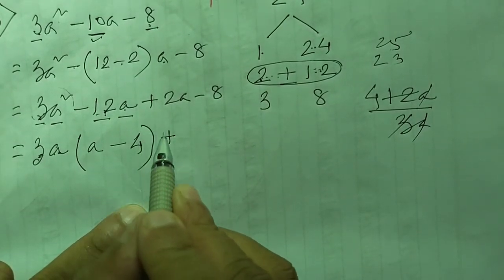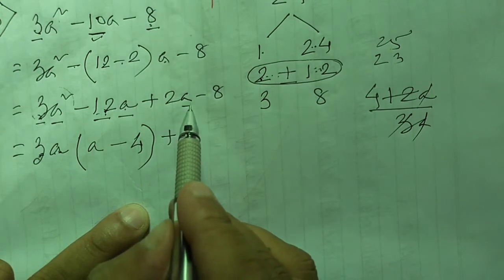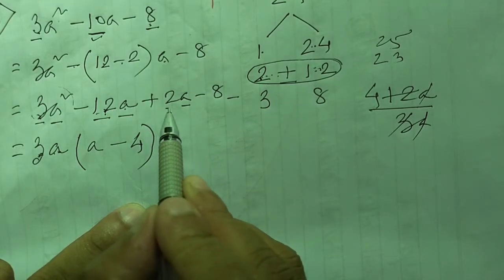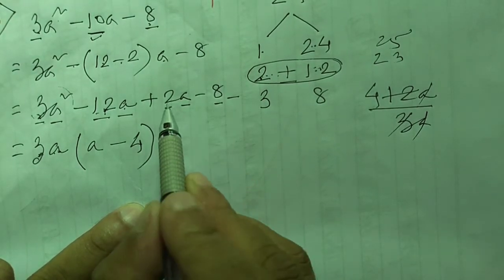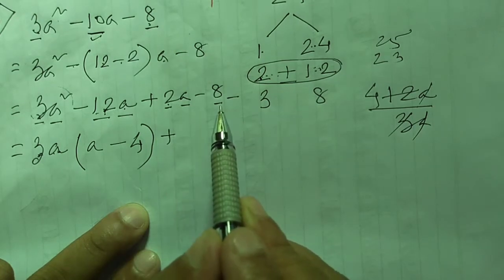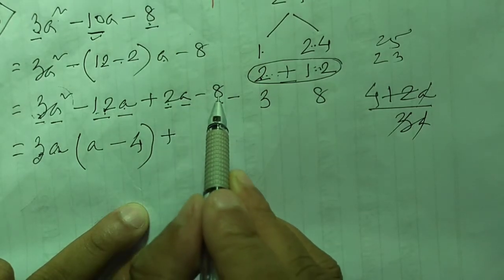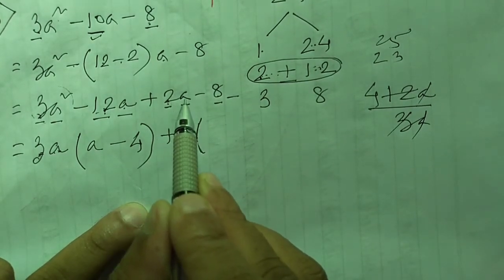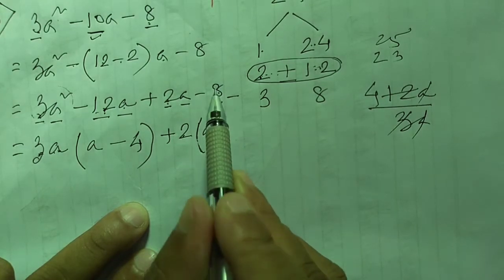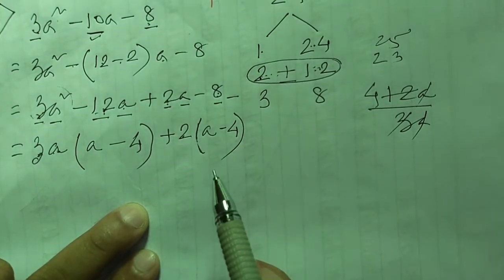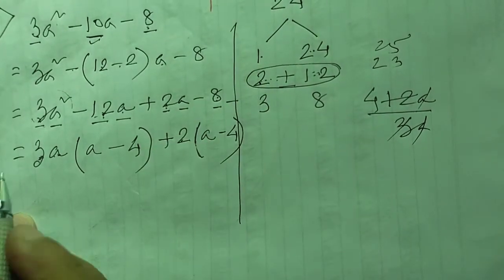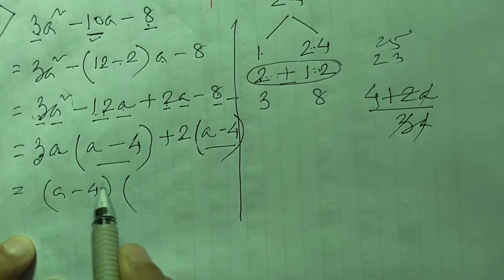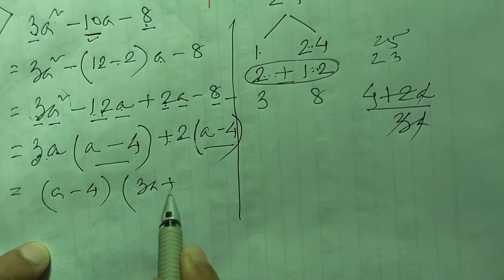Plus, because plus is there, so plus. Now a is there, a is not there. So we'll not write a. This is 2, this is 8. The largest number which divides this and this is 2. So by 2 you divide this, a is left. By 2 you divide 8, 4 is left. Got it? Now a minus 4, a minus 4, same. So a minus 4. What is left? 3a plus 2.